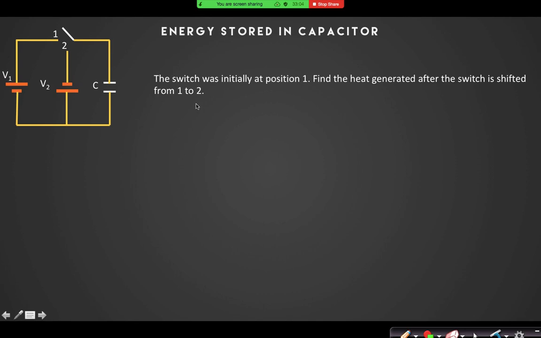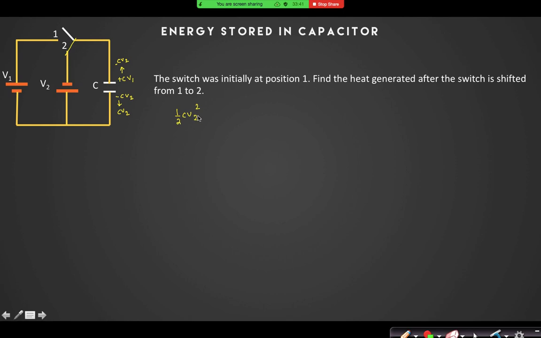When the switch 1 was closed, what was the charge on the capacitor plate? Was it plus CV1 and minus CV1 like this? Yes, sir. After I close the switch with 2, this charge has gone from minus CV2 to plus CV2 now, and this will now be plus CV1 to minus CV2. So now if I ask you what is the final energy, the final energy is half CV2 square, right?